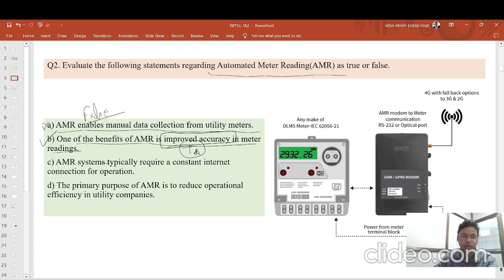And coming to the third part, the AMR system typically requires a constant internet connection for operation. Actually, this is false. It does not require a constant internet connection. I will explain why in the further slides. And coming to the D part, the primary purpose of AMR is to reduce operational efficiency in utility companies. Actually, this is false, in the sense that it does not reduce operational efficiency.